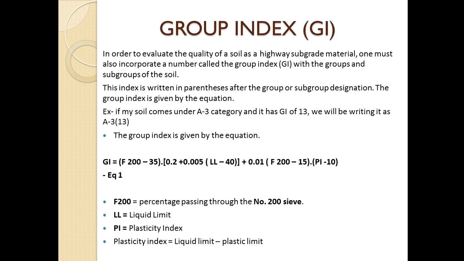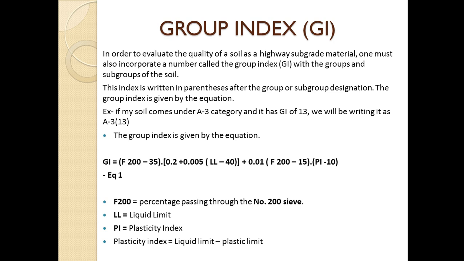Now, group index, one of the most important things. First of all, let us understand what is meant by group index. In order to evaluate the quality of soil as a highway subgrade material, one must also incorporate a number called the group index with the groups and subgroups of the soil. This index is written in parentheses after the group or subgroup designation. For example, if my soil comes under category A3 and it has a group index of 13, we will write it as A3 with 13 in parentheses like this.